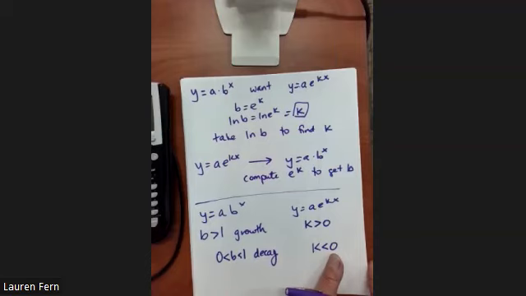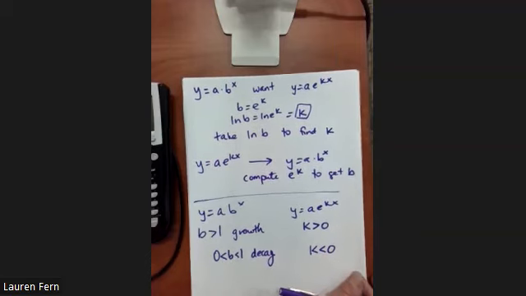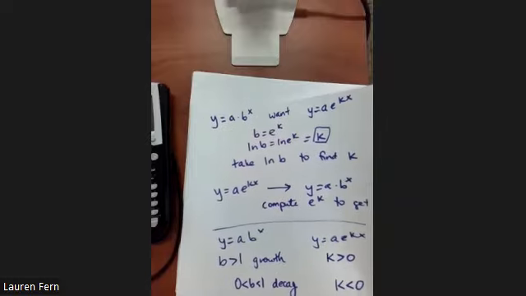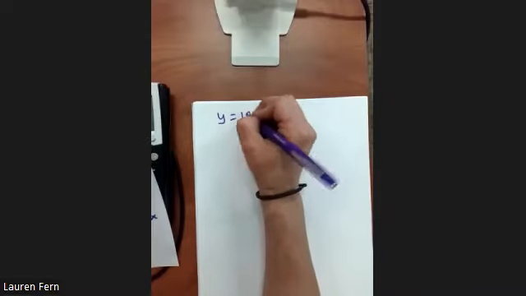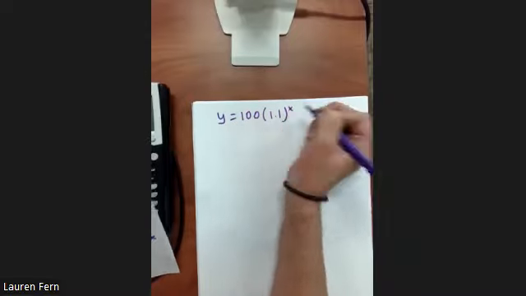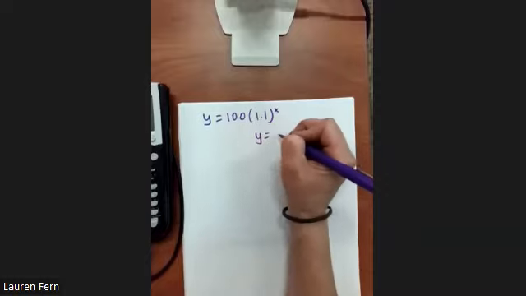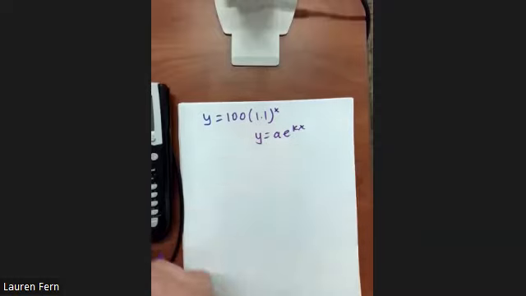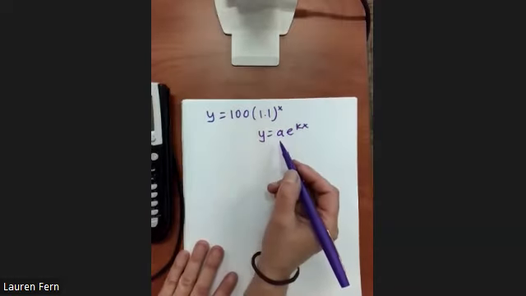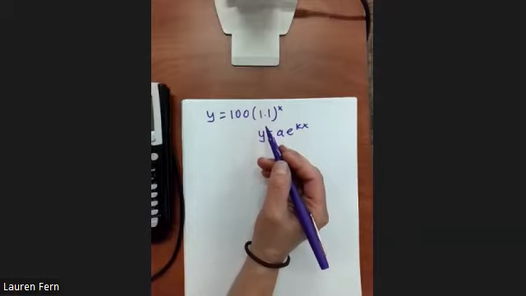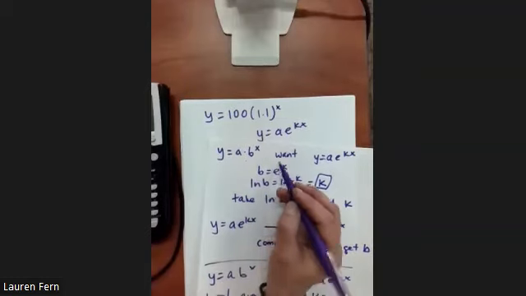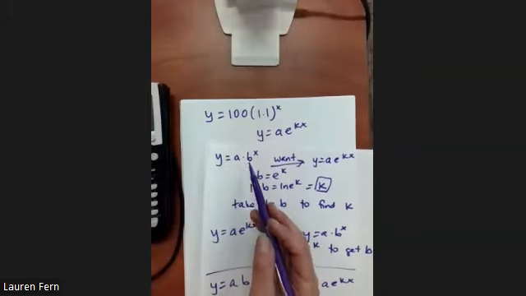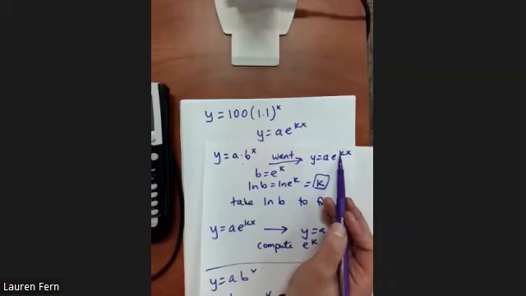So let's at least answer this question. Ready? We had y equals 100 times 1.1 to the power of x, and we want to write it as a e to the kx. Okay, so how do we do this? Notice we have it in this form. Let me get this sheet of paper back. We're starting in this form and we're going into that form. So we have our b, we want our k.